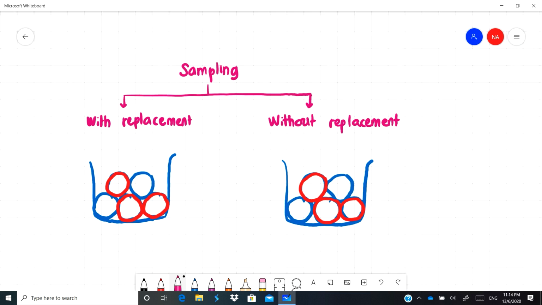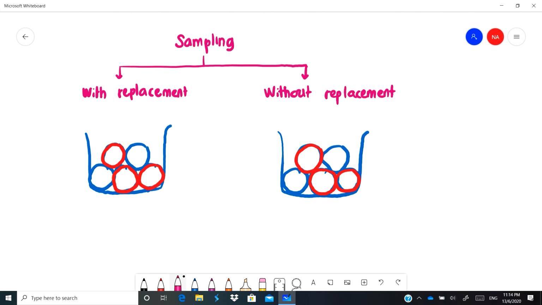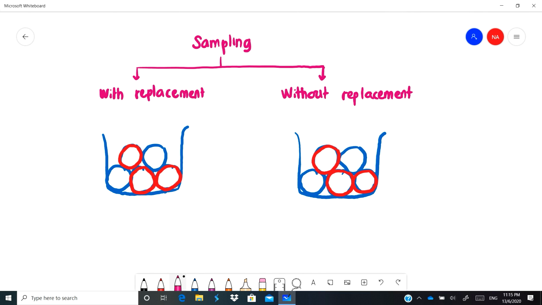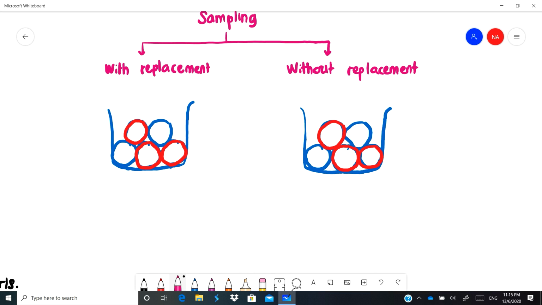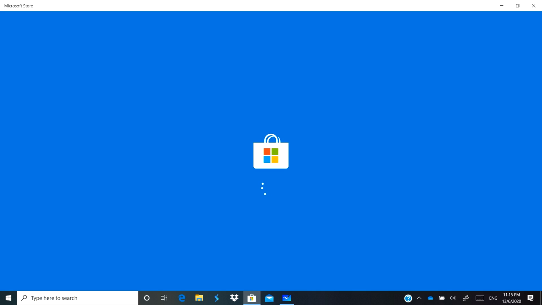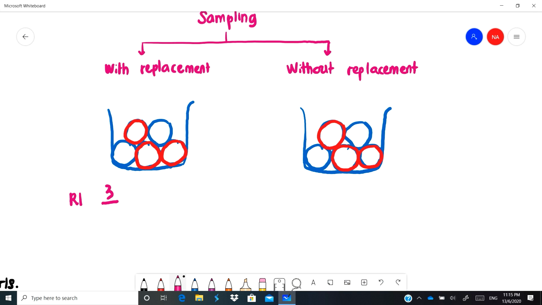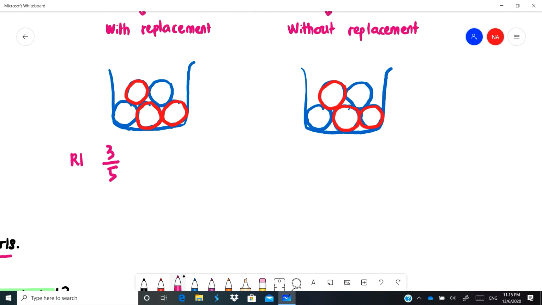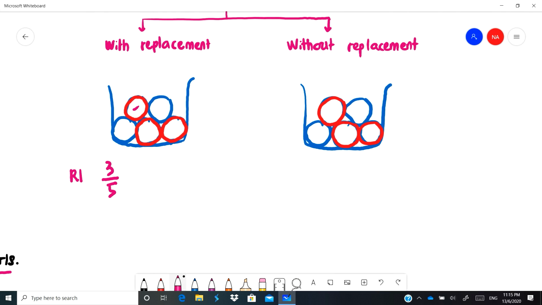Another term that you have to know is sampling with replacement and sampling without replacement. If it is with replacement, let's say in this experiment we have to find the probability of getting a red ball in round 1. We're going to pick randomly a red ball from these 5 balls, which has 3 red balls and 2 blue balls. So the probability of getting a red ball is 3 over 5, because the total number of balls is 5 and the number of red balls is 3. So the probability for round 1 is 3 over 5.